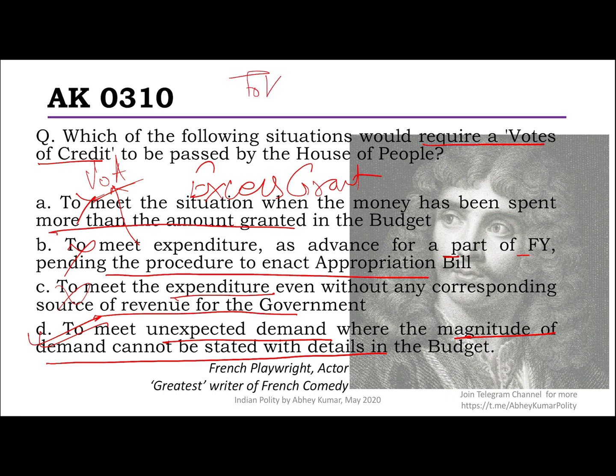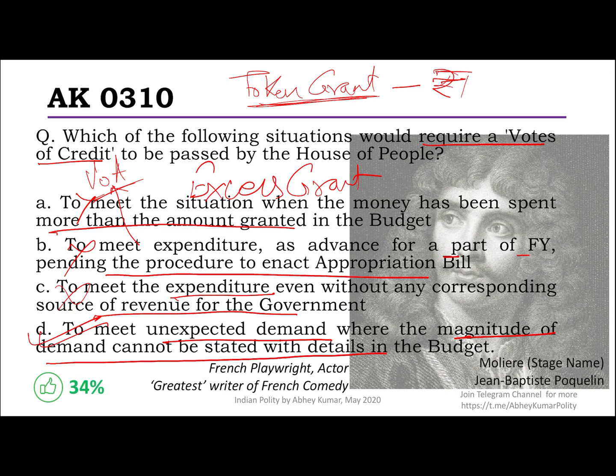In this case, some people may get confused with what is called a token grant. See, token grant is very different. Token grant is essentially where you just make a token amount, let's say rupee 1, and through reappropriation, meaning from other grants, you can transfer the money to this particular service that we want, and that is possible. Then you go for a token grant. So this is not a situation of token grant the way it is given. It is just that we don't know the entire magnitude, so we'll go for vote of credit. Okay, and that's the last question.